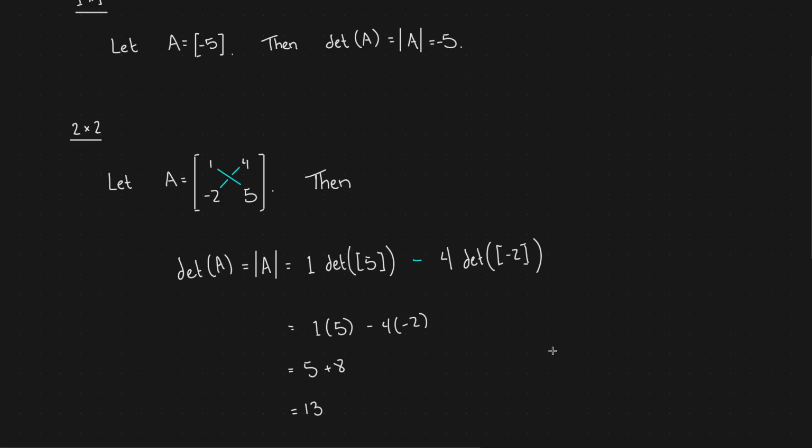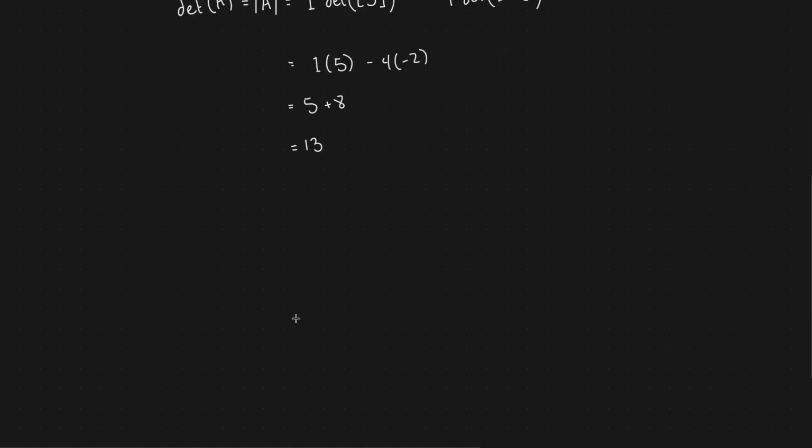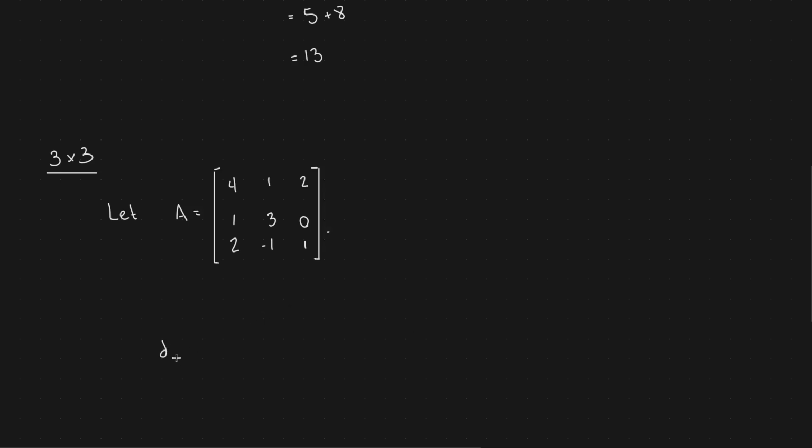But when we go to a 3x3, that's when it gets a little bit trickier, and we have to be a little bit more careful. So let's let matrix A now be a 3x3 matrix. Okay, let's find the determinant of this 3x3 matrix. We're going to approach it much the same way.